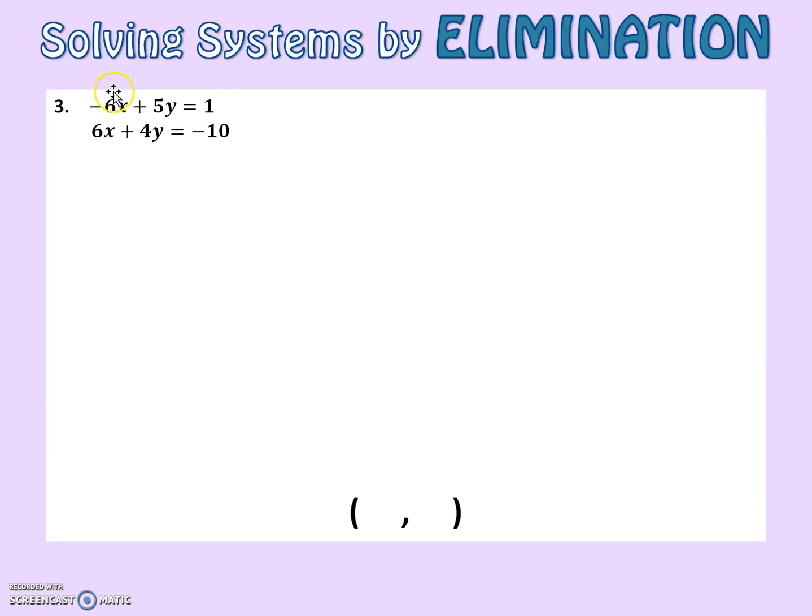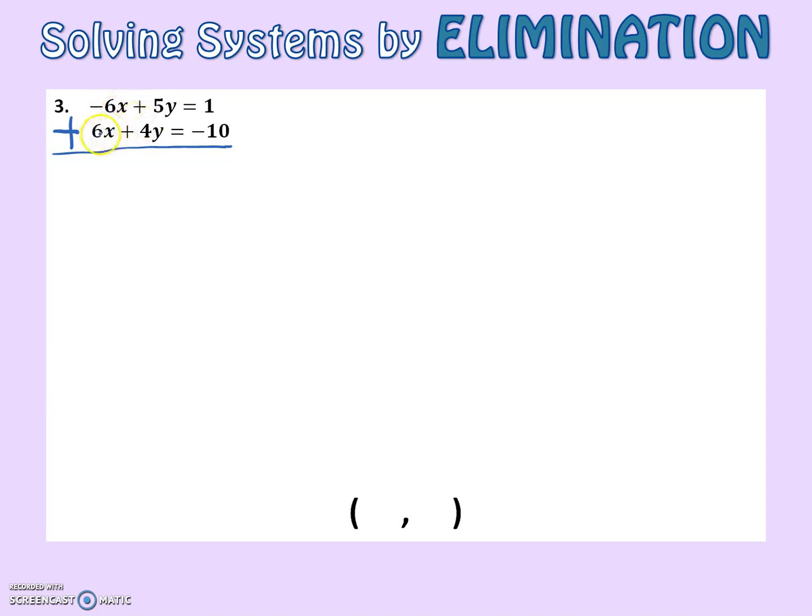Now once we've decided, let's choose the x's. Let's go ahead and look at the signs. This one's negative, this one's positive. Well, same sign, subtract. They're not the same sign, so we're going to add. So we can just put a big plus sign right out here so we know. And then just add them together.